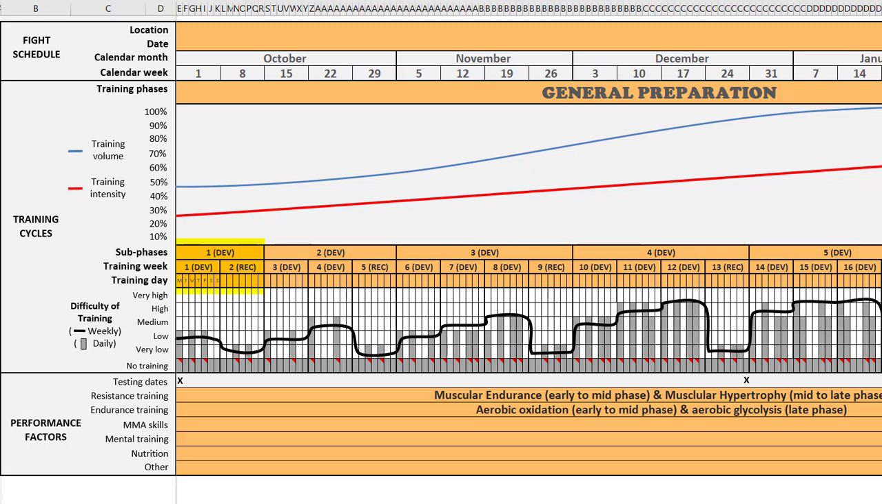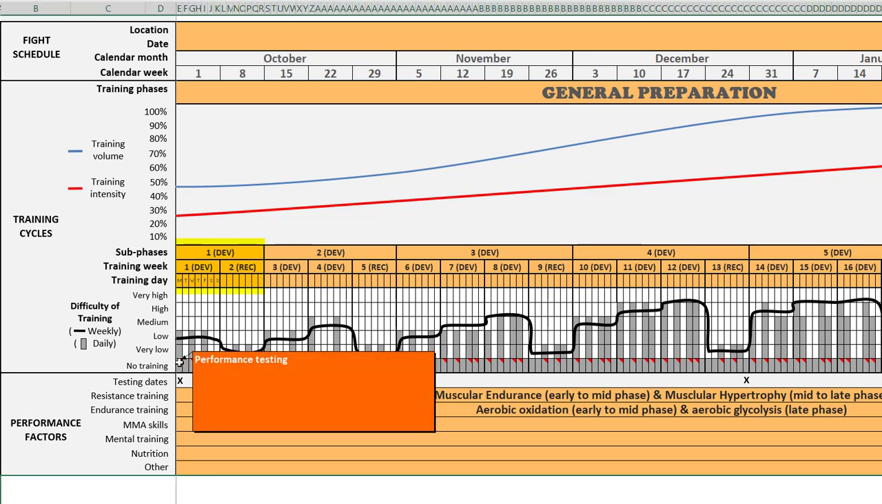Now, once you've decided on what days you'll be working out, you can simply shade in the blocks up to the training difficulty line that we drew in the previous session. Again, I recommend starting off with the testing battery, which is shown here as the first workout. So if we go ahead and scroll across, you can see right here, that's your performance testing battery.